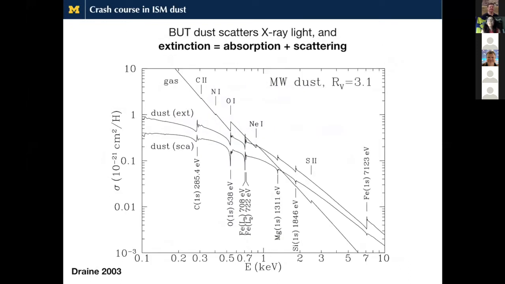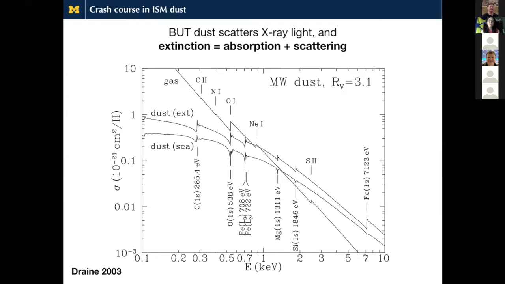Okay, but unfortunately, and especially as we have gotten nicer telescopes in space, we're starting to think about dust scattering. So dust in the ISM also scatters X-ray light, and going back to some fundamental astrophysics, really this extinction effect is the combination of absorption and scattering.